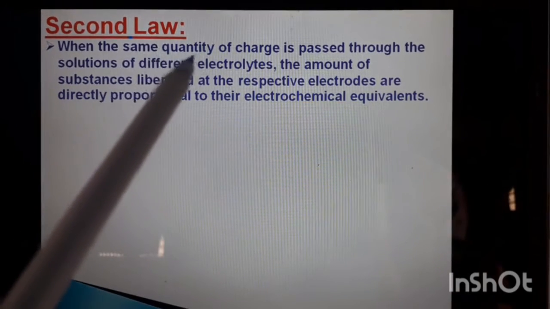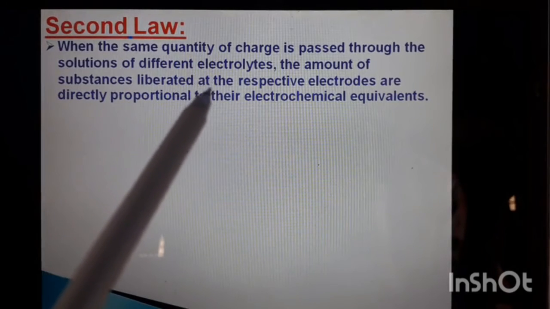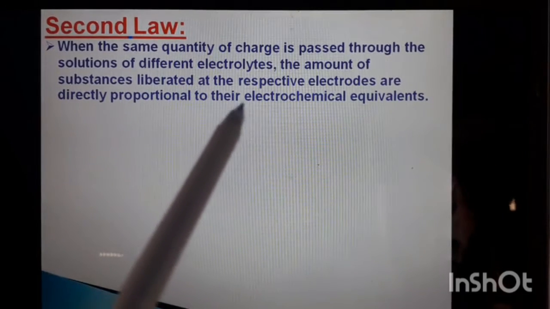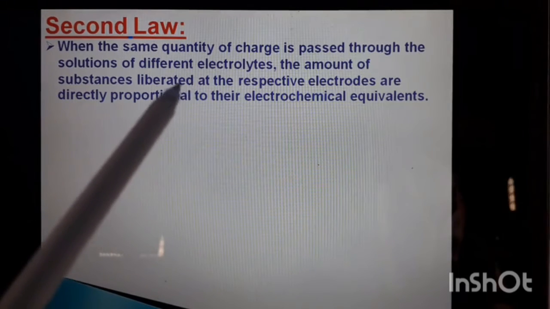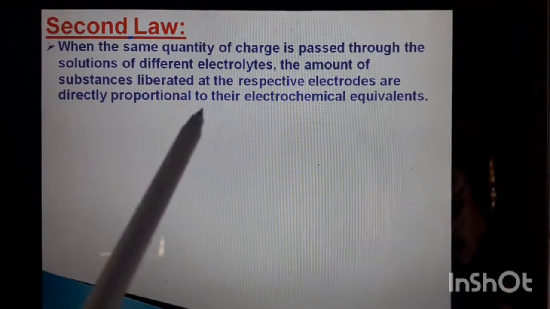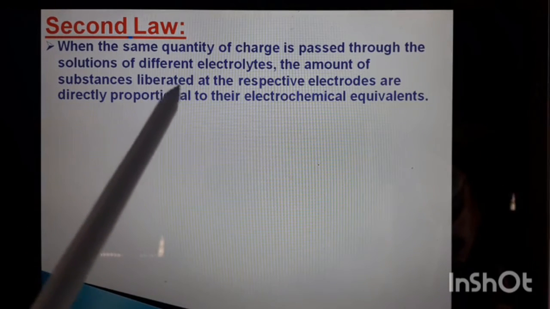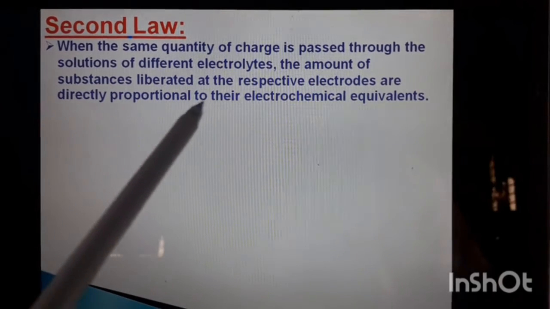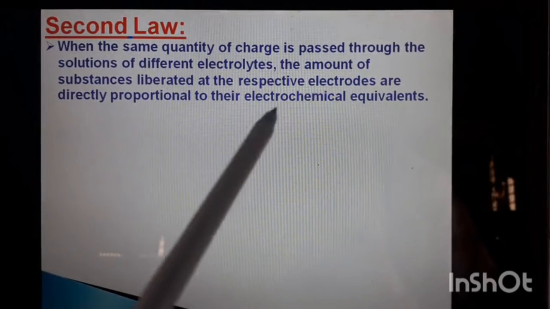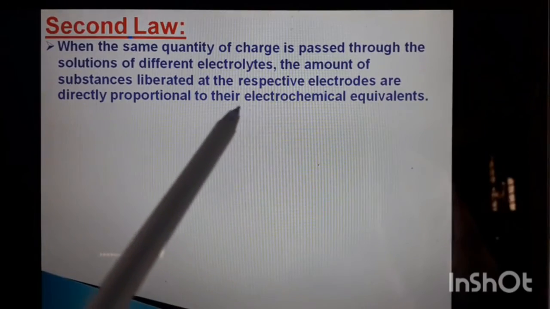Different electrolytes means sodium chloride, ammonium chloride, or some metal chlorides. For the different electrolytes, the amount of substance liberated or deposited at any one electrode, the substances liberated at the respective electrodes, are directly proportional to the electrochemical equivalents. Electrochemical equivalent.